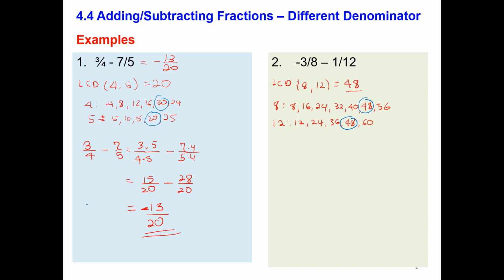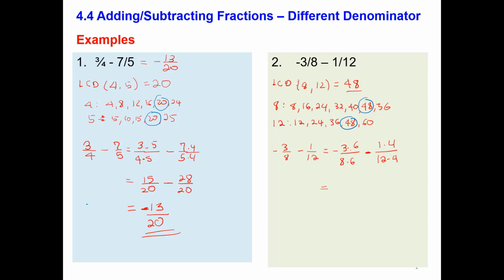And now we need to write the equivalent fractions. Then let's write here the problem: negative 3/8 minus 1/12. Then we need to get equivalent fractions with 48 as the denominator. Here we need to multiply by 6, and we have to do the same thing on top. Minus. Then to get 48, we need to multiply by 4, and we have to do the same on top.